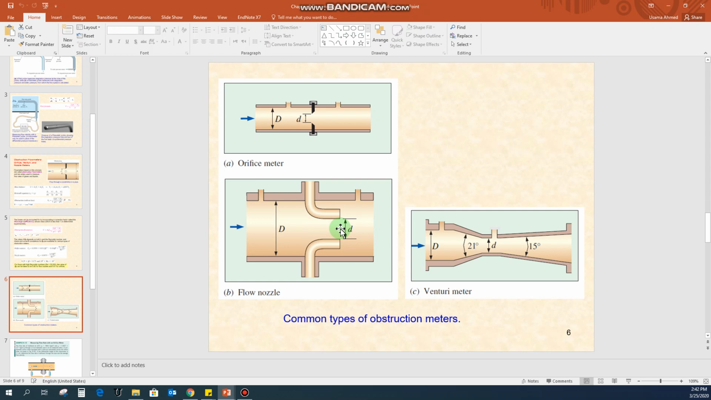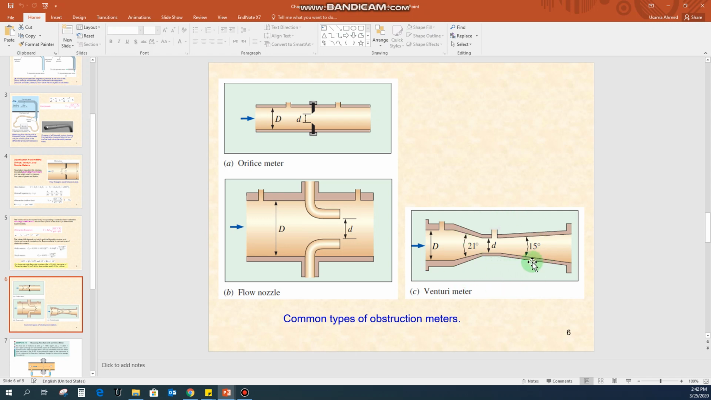Now we can compare these kinds of the flow measuring devices in terms of the discharge coefficient. Okay, so the meters that can cause very less pressure drop, they can have the very high value for the discharge coefficient. The maximum value for the discharge coefficient is 1. So the value 1 represents that there is no pressure drop due to this equipment.